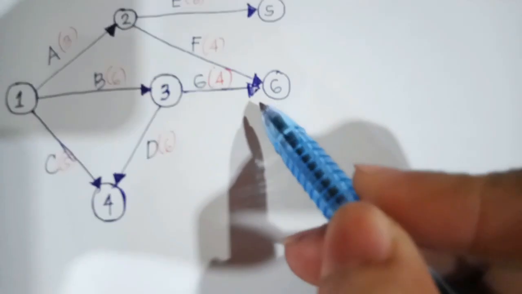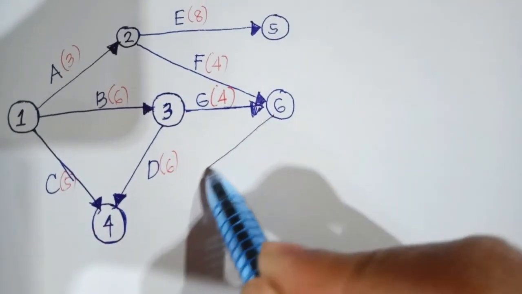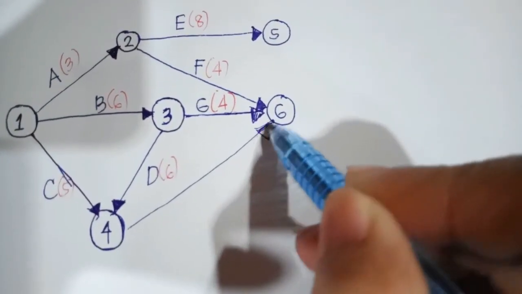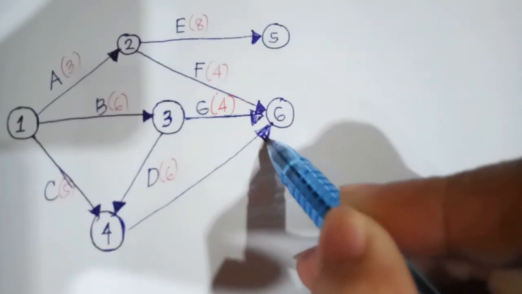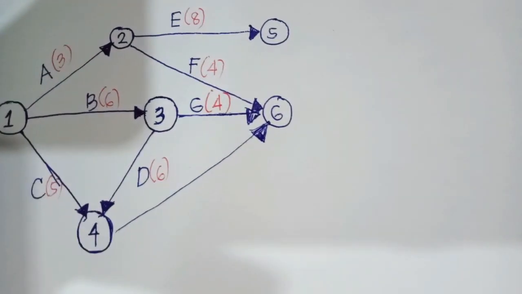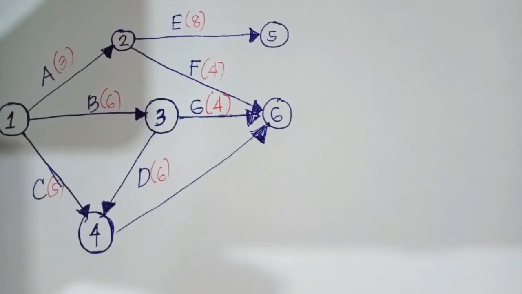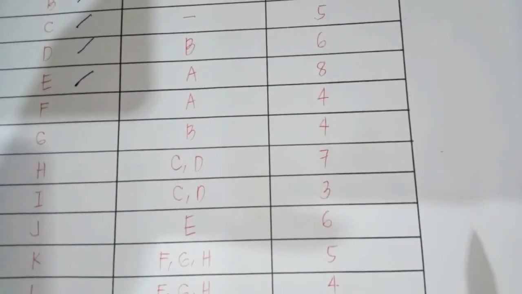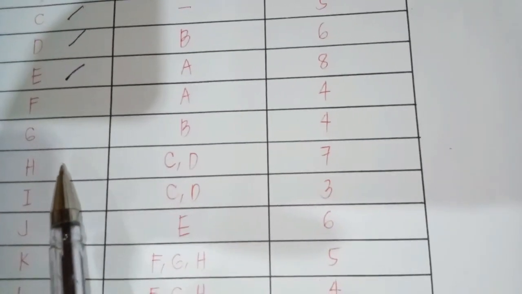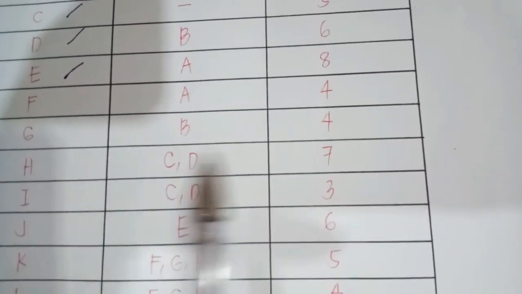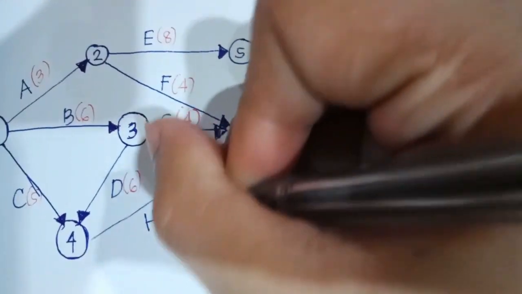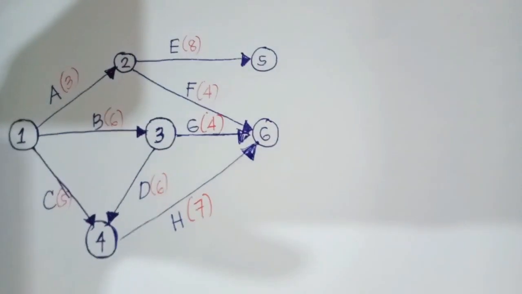Okay, this is how it is drawn in the network. Okay, so this is activity H. And as you can see in our tabulation, activity H has a duration of 7 weeks. Okay, you have there 7 weeks.